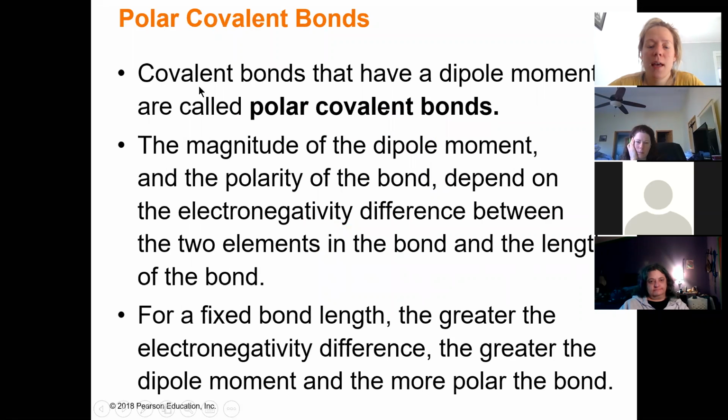So as far as what you saw here, this is known as a polar covalent bond. Covalent because it's sharing the electrons. Polar because it's sharing it asymmetrically, or there's a dipole moment.